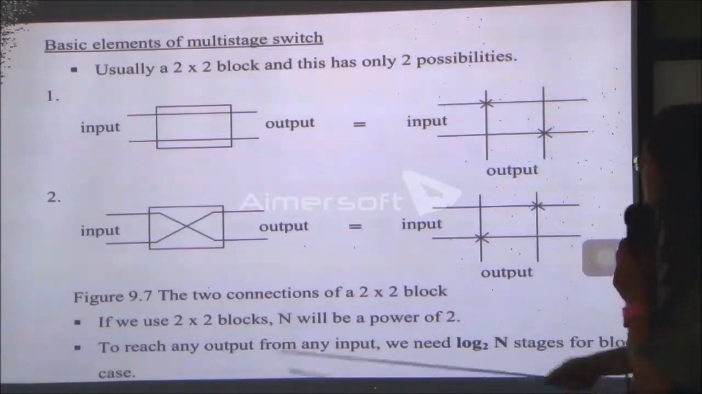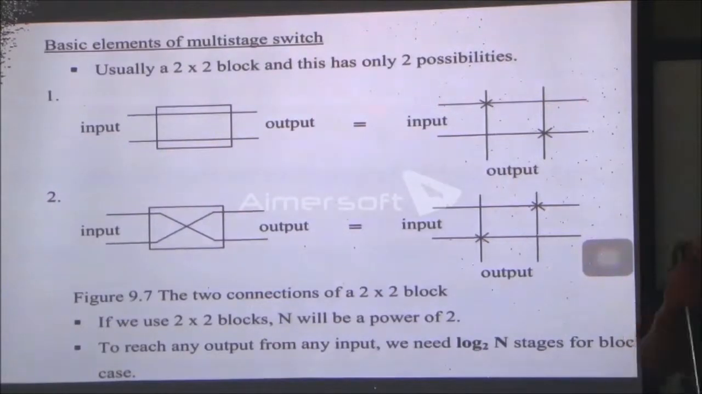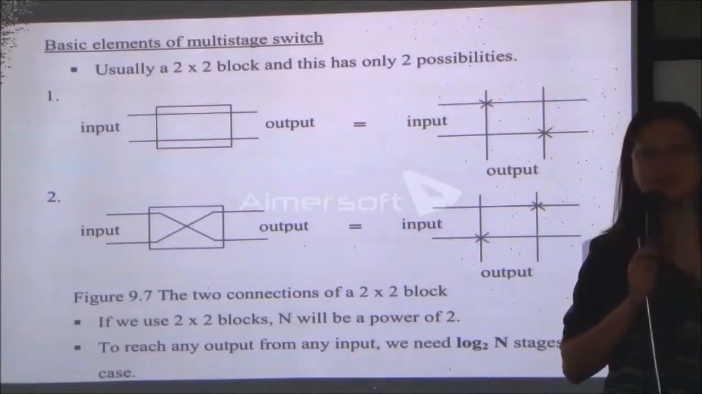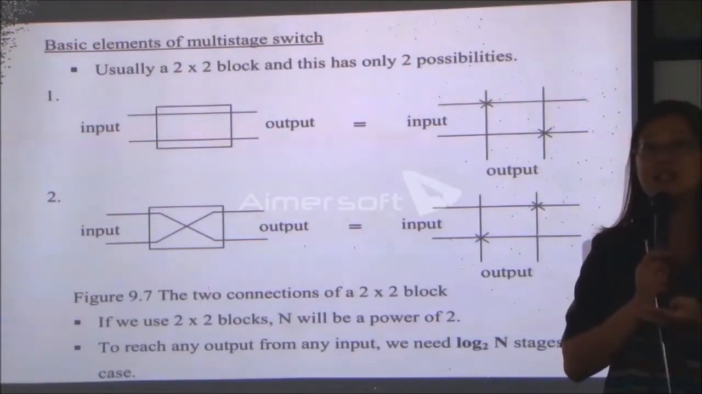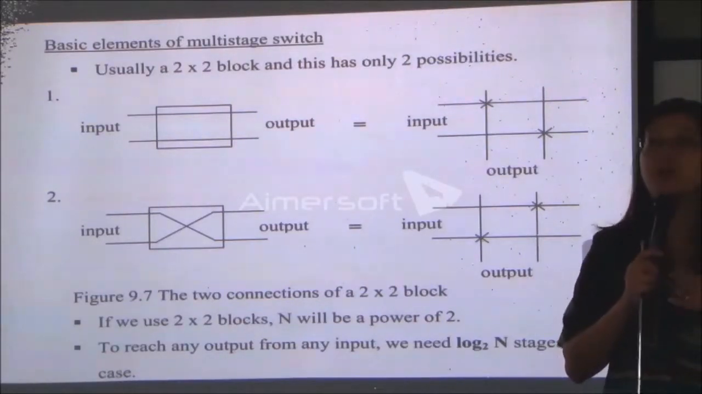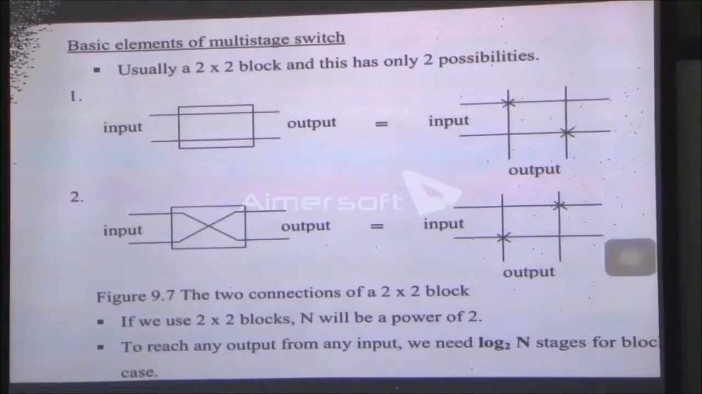Now, if we use a 2 by 2 box, n will be a power of 2. So the number of inputs will be 2, 4, 8, 16, 32, something like this. And if you have less than that, suppose you have only 30 users, you have to use a building block of 32. That would be the common practice: you use the bigger one that can accommodate the number of users that you want.